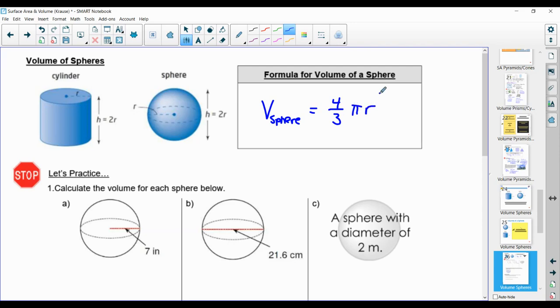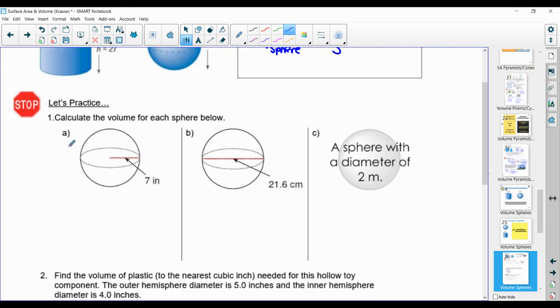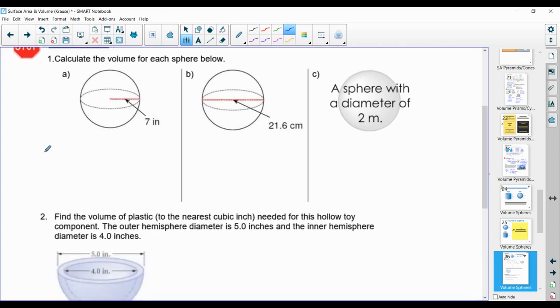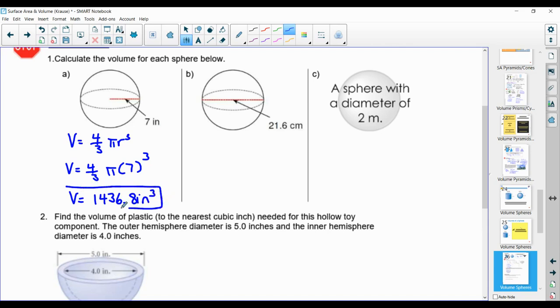Again, you don't have to derive the formula, but I find it helpful to understand how these all relate together. All right, now if we want to calculate the volume of the sphere, again, our formula is 4/3 pi r cubed. Feel free to pause at any time and try these on your own first. We're going to have volume equals 4/3 times pi times 7 cubed, and that gives us 1,436.8 inches cubed.